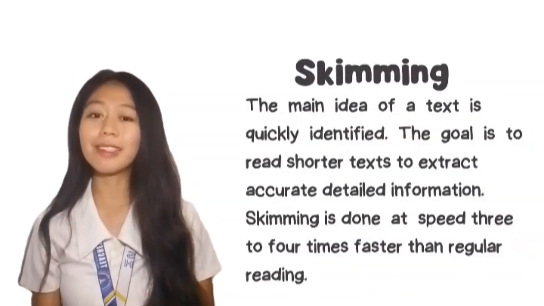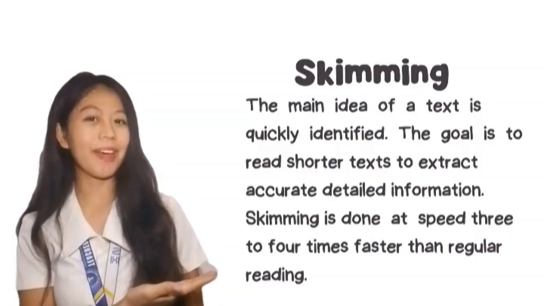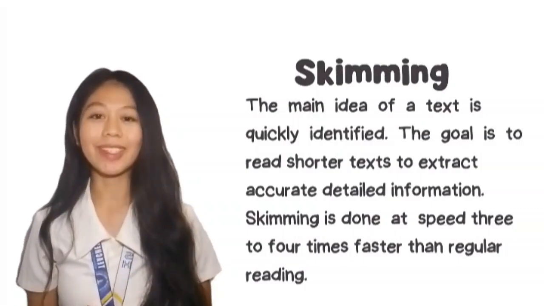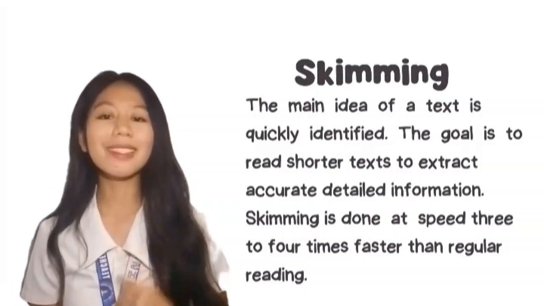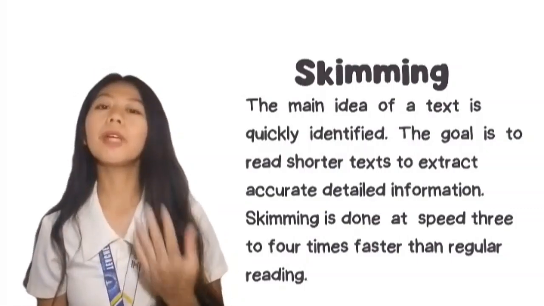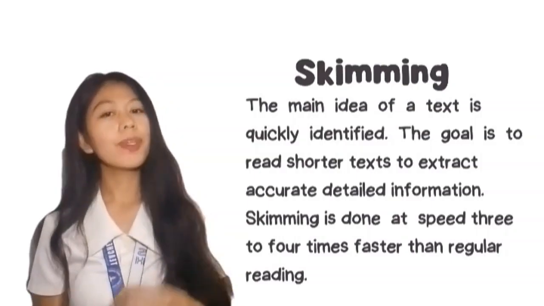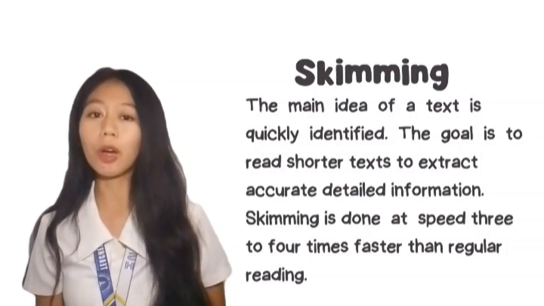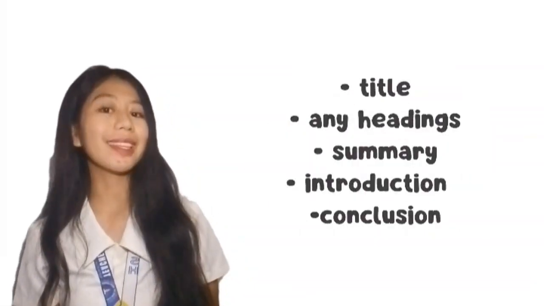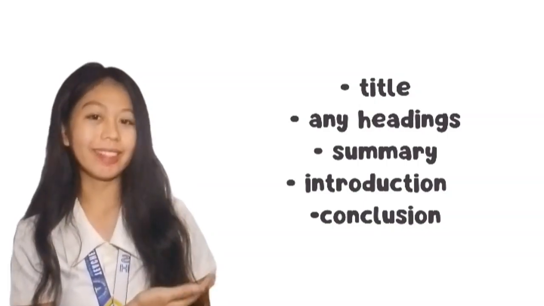So the first one is skimming. In skimming, the main idea of the text is quickly identified. The goal is to read shorter text to extract accurate, detailed information. Skimming is done at a speed 3 to 4 times faster than regular reading. People often skim when they have lots of material to read in a limited amount of time. It's a reading technique that involves quickly going over a text to get the main idea without reading every word. Skimming involves looking at the title, headings, a summary, introduction, and conclusion.